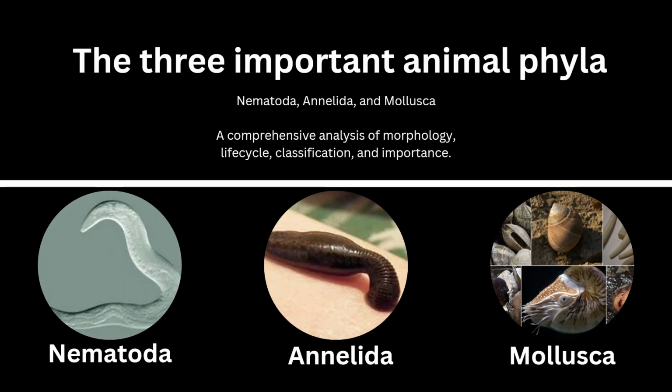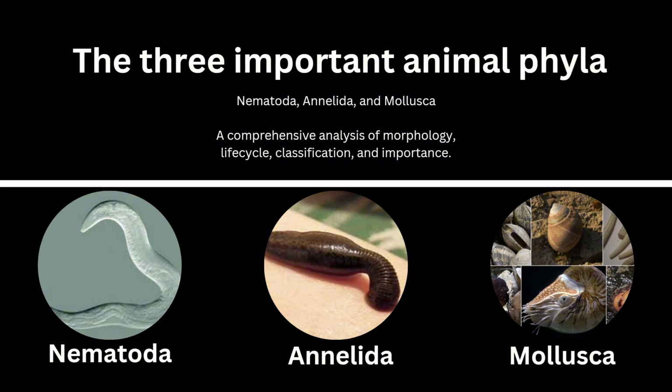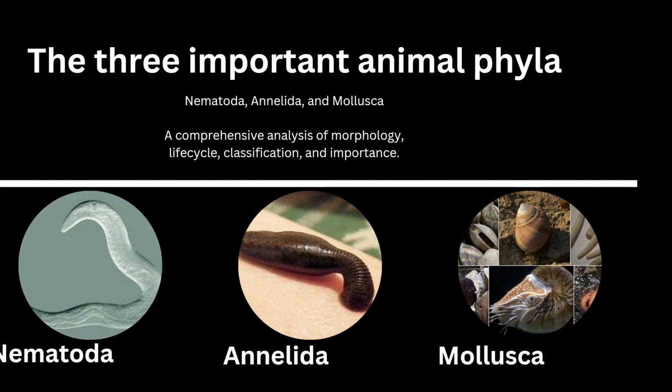Good afternoon, folks. Today I'm going to present an analysis of three important animal phyla, and these are Nematoda, Annelida, and Mollusca. These three groups represent distinct evolutionary adaptations that allowed them to thrive in various environments. Throughout this presentation, we will explore their general morphology, life cycles, classifications, reproductive adaptations, and their significance in medicine, ecology, and the economy. So, let's learn, shall we?